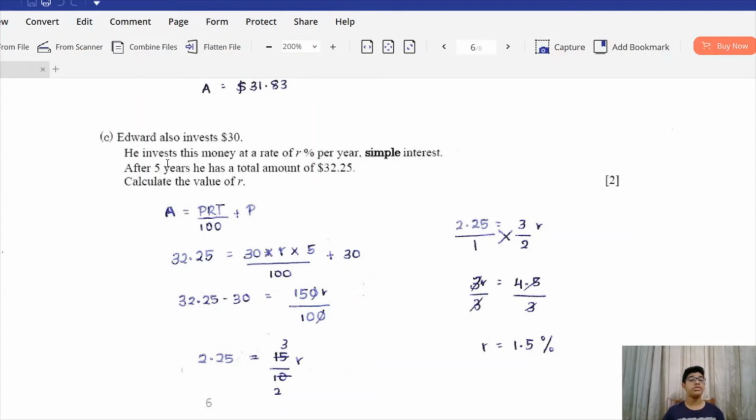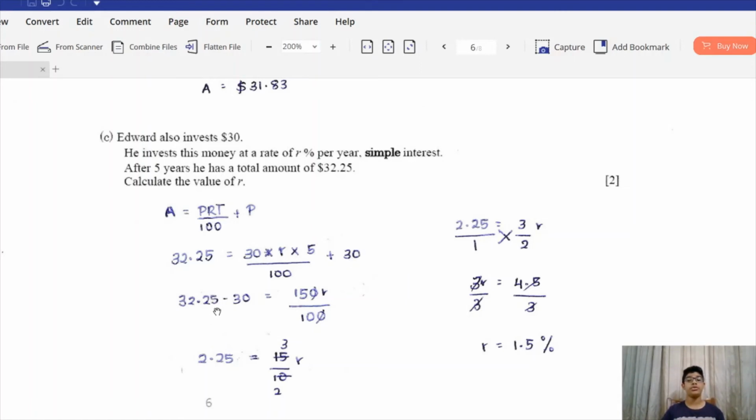After 5 years, he has a total amount of $32.25. The amount is represented by, basically you can use this formula right here. Amount is equal to PRT over 100 plus P. The reason I add P is because the simple interest formula just calculates the amount of interest we shall receive, but adding the principal to it gives you the total value of the investment. So the amount in this case is 32.25. That is equal to 30 multiplied by R, the rate which we're trying to find, multiplied by 5 over 100 plus the principal, 30.